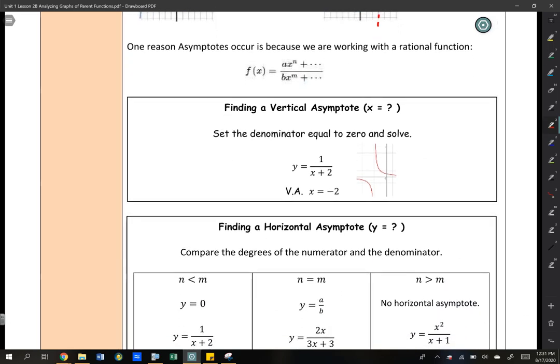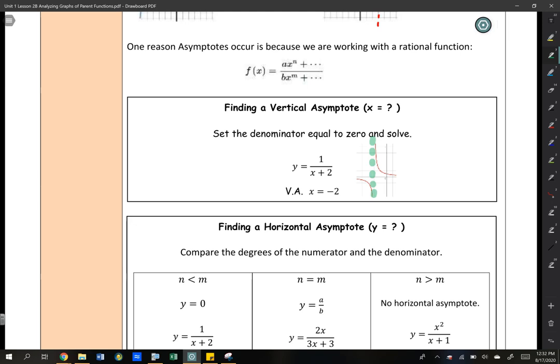Right, so the question would be, how do you find a vertical asymptote? You're going to set the denominator equal to 0 and solve. Right? If we don't have a denominator, we don't have a vertical asymptote. And vertical asymptotes are always x equals a value. So in our example here, if you set x plus 2 equal to 0, you get x equals -2. So we have a vertical asymptote right there at x equals -2.